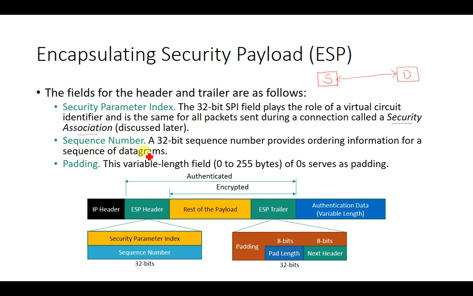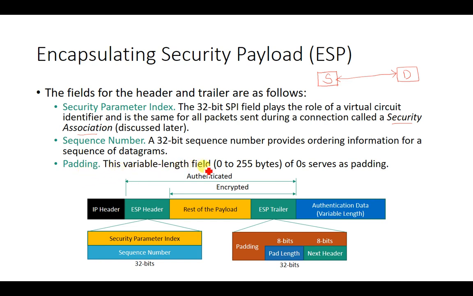Then the sequence number. A 32-bit sequence number provides ordering information for a sequence of datagrams. As the connection has been established between two parties, whenever a sequence of datagrams is transferred from one party to the other, the sequence number must be there to notify the order of the packets.